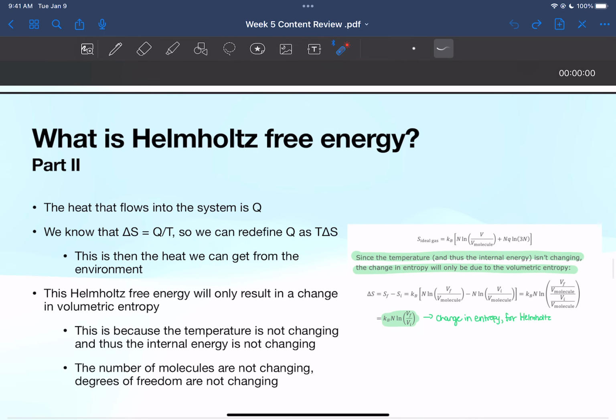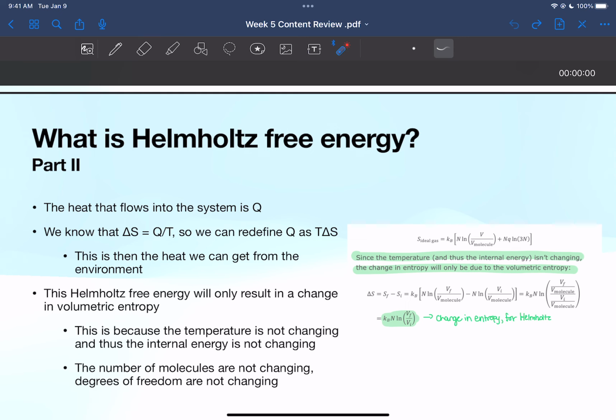Well, if you're not changing the temperature, you're not changing factors like the degrees of freedom. Remember, if you have a higher temperature, those particles will be able to move a lot more. They'll be able to distribute their energy in more ways, so they'll have higher degrees of freedom. So if the temperature is constant, degrees of freedom are not changing, and if the number of molecules is not changing, which is usually the case, then energetic entropy does not change either. And we could also state that if the temperature is not changing, then the internal energy is not changing.